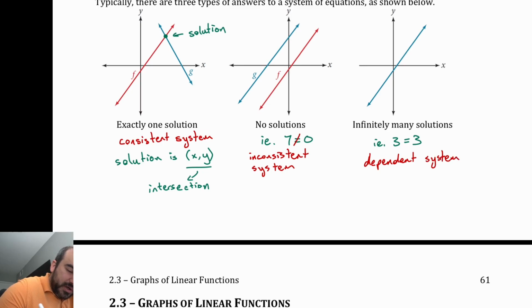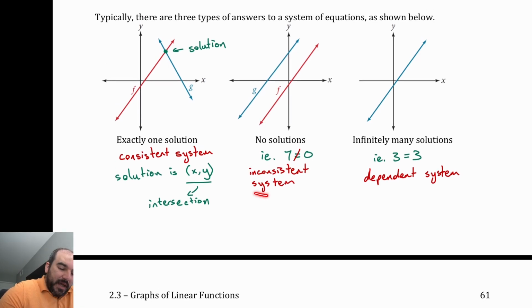I would suggest you learn the names of the three types of systems. There are things that make it make sense. Inconsistent system is called inconsistent because the equation that we end up with is an inconsistent thing. It's never true. These types of systems where the lines are on top of each other are called dependent systems because the answer x comma y depends on where you are on the graph.